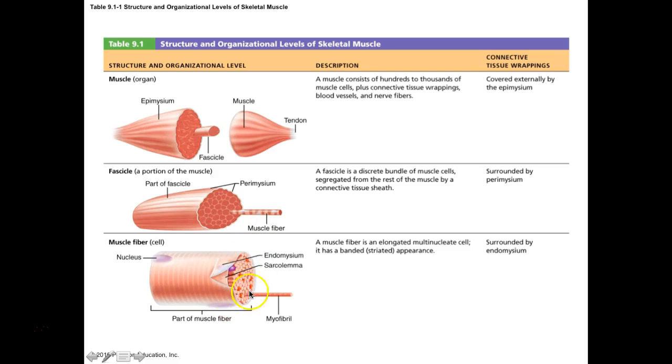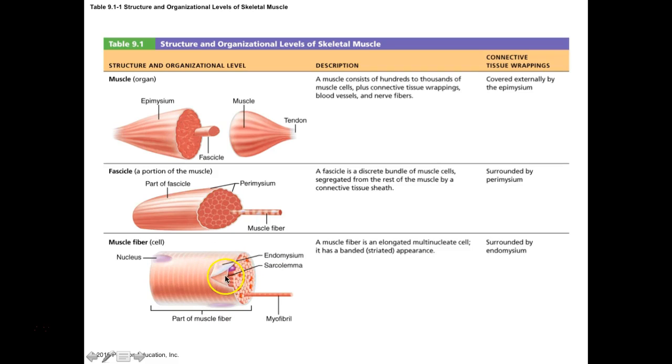So here's the endomysium. And this muscle fiber, by the way, is what we're talking about when we say muscle cell. So you can see here is our muscle cell, and in skeletal muscle, this is multinucleated. So we have a nucleus here, a nucleus here, and a nucleus here. And all of this is surrounded by the endomysium once again.